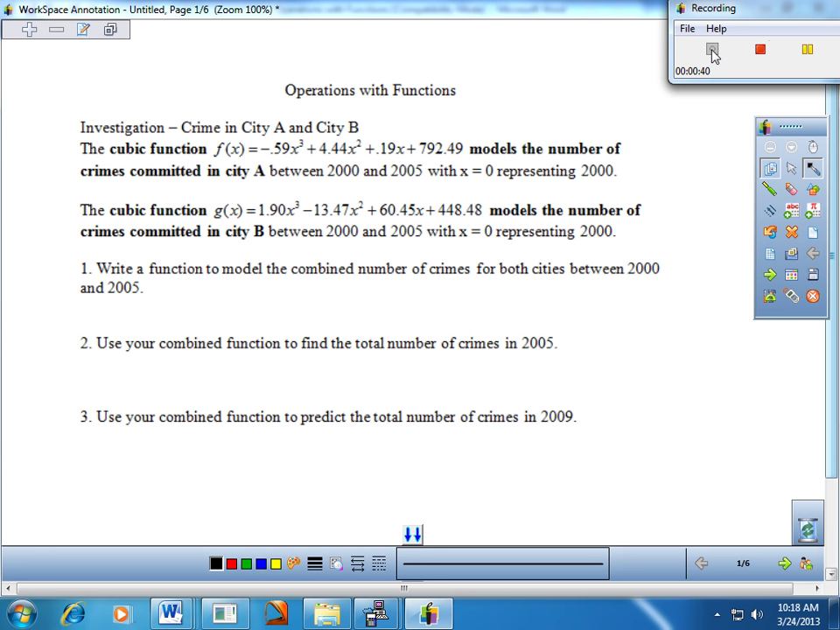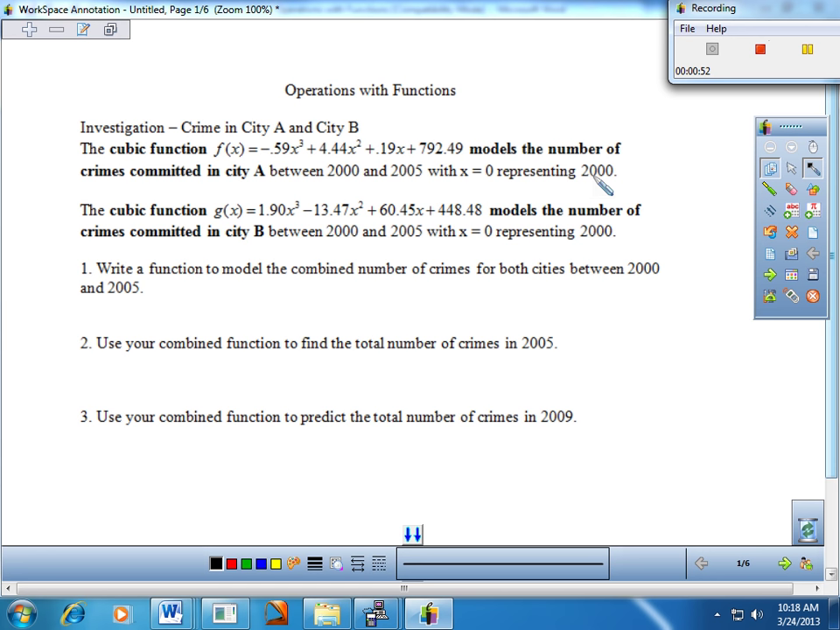So it looks like I have 2 functions, both cubic in nature, that model the crime in city A over a time period and the crime in city B over a time period. Sounds good? And so year 0, by the way, just if you're reading this, would represent 2000. And so what we're going to do is manipulate those a little bit. We're going to perform operations using them and see if we can create other functions using those.